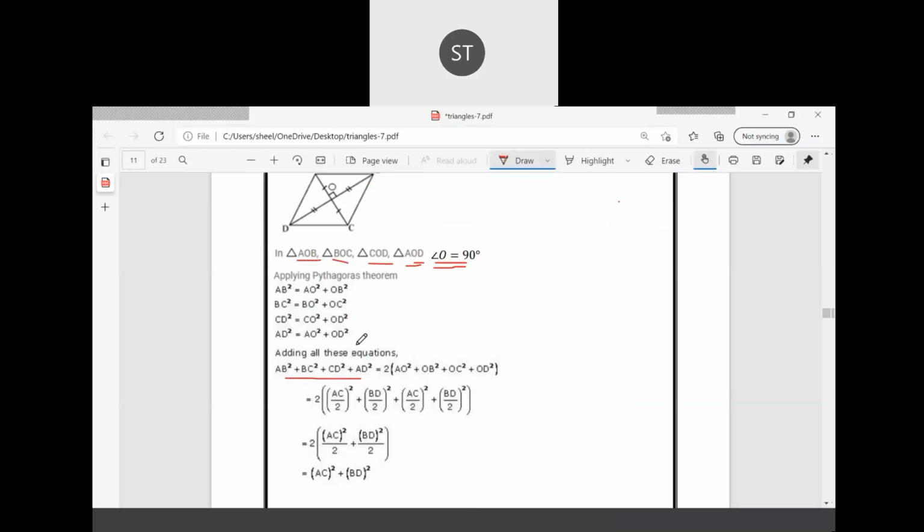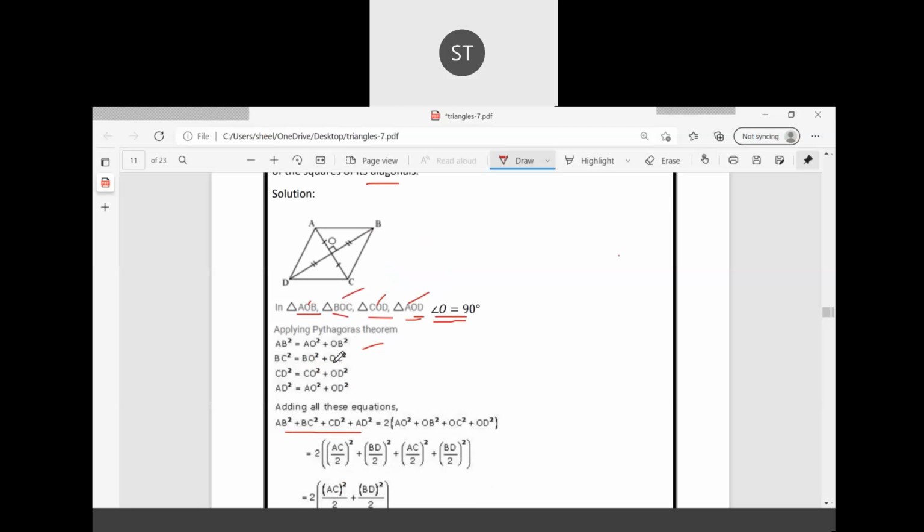Now we are writing AB square in triangle AOB, BC square in triangle BOC, CD square in triangle COD, AD square in triangle AOD. By Pythagoras theorem, we can write AB square equals AO square plus OB square. Similarly, BC square equals BO square plus OC square. Similarly, you can complete for CD square and AD square also. So we got all the four equations.